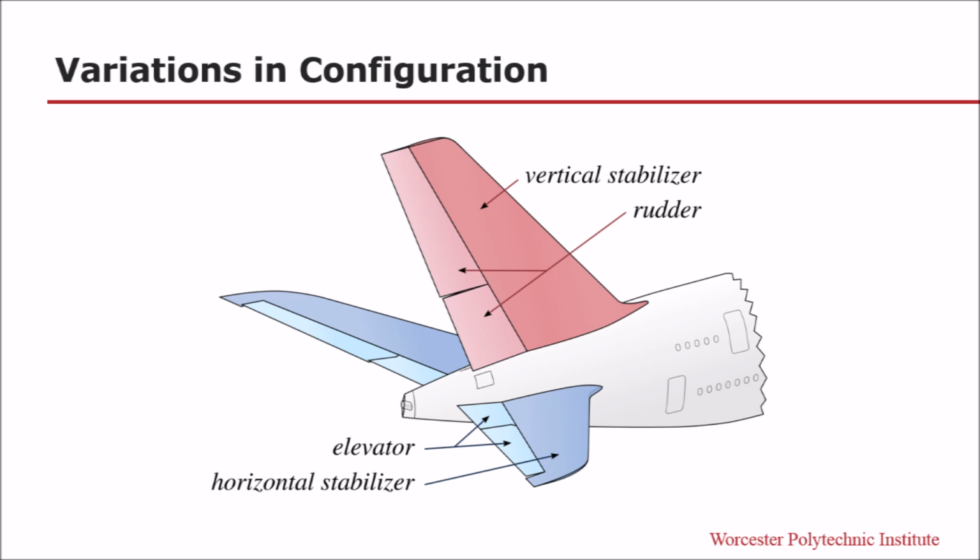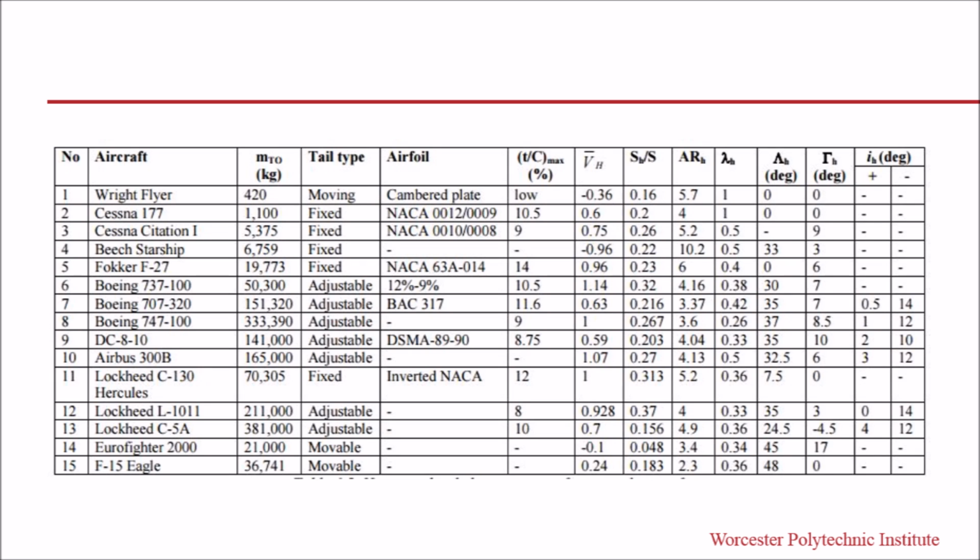A third configuration is known as the all-moving configuration, where the elevators are no longer independent of the horizontal stabilizer, but instead the entire horizontal stabilizer acts as the elevator itself. This is generally used in military applications, and these are generally called stabilators, as can be seen in the previous diagram. On the screen now is a table of various aircraft, from personal aircraft to large commercial aircraft to military. And as you can see, they all use different configurations for the horizontal tail.